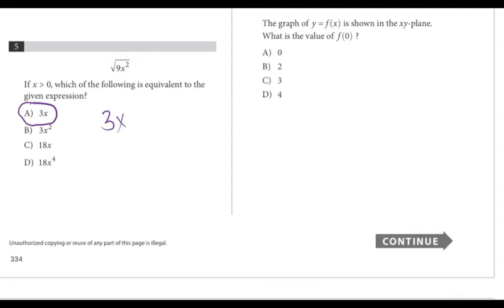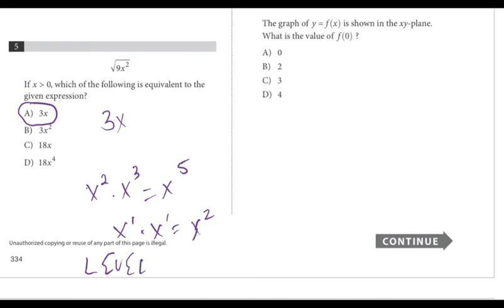3x is the answer. Remember, when we multiply variables, like x squared times x cubed, we get x to the 5th. We add the exponents. So in this case, x to the 1st times x to the 1st would equal x squared. So the square root of x squared equals x. Level of difficulty from 1 to 10, let's go with a level 2.5.